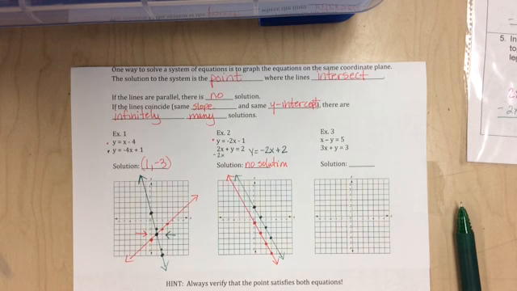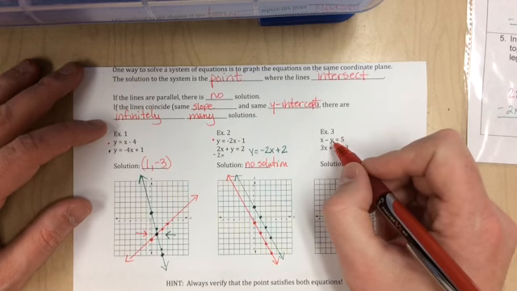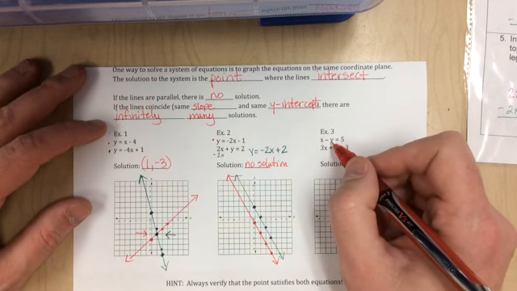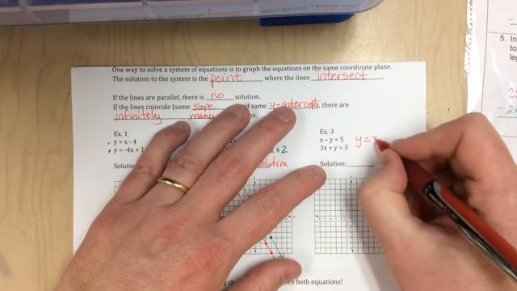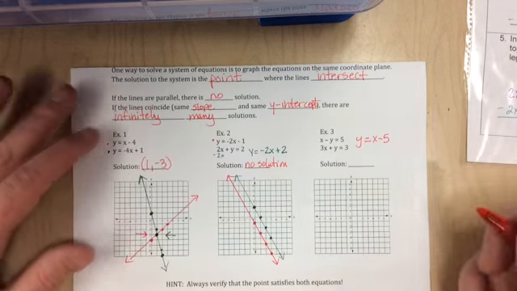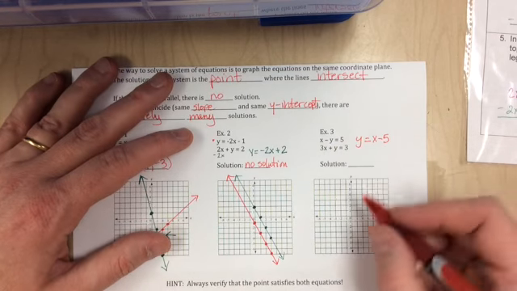And so let's look at our last one. Example number 3. X minus y equals 5, and 3x plus y equals 3. So let's graph this one together. First of all, I need to manipulate x minus y equals 5, and since y is negative, I'm going to move y to the other side. So it's going to be y equals x minus 5. So basically the y and the 5 switch place. And then on this, let's go ahead and graph it.